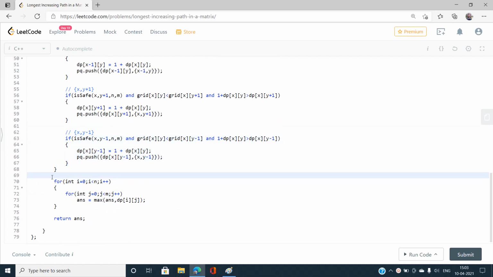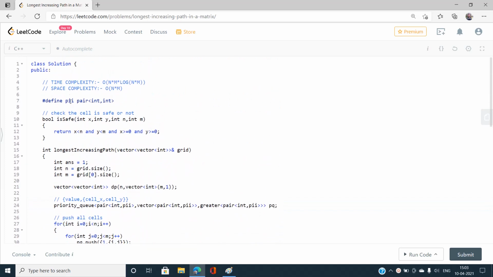And finally, what should be our answer? The longest increasing path can end in any of the cells. So if it can end in any of the cells, we just need to find the maximum of all the cell values. So just find the maximum and return the answer.